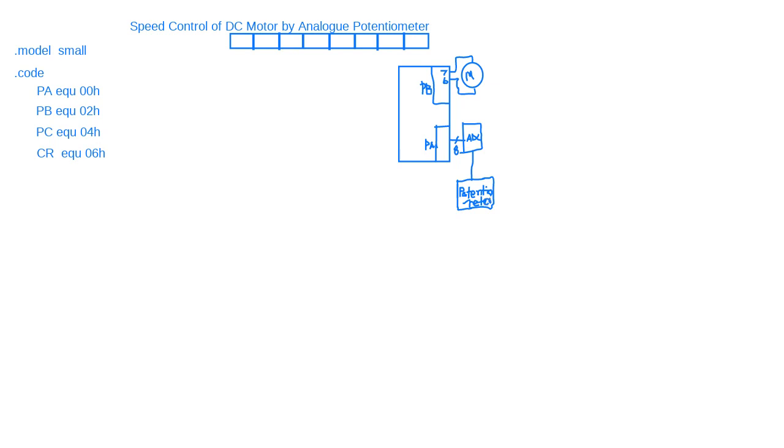So the hardware connection is a simple connection like that. This is, for example, 8255. Port B, bit 6 and 7 are connected to the motor, and port A is connected to the ADC, analog to digital converter. The analog potentiometer data is connected to the input of the ADC, and the output is digital data. It is connected to port A.